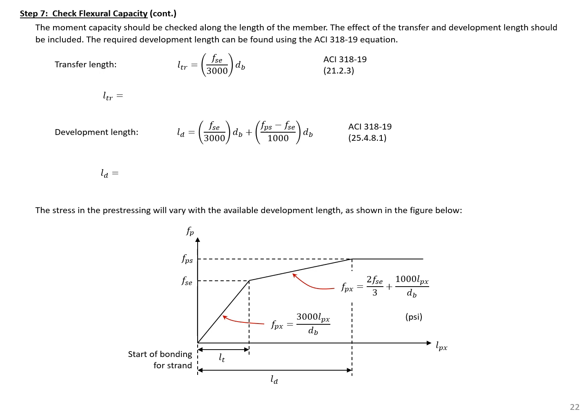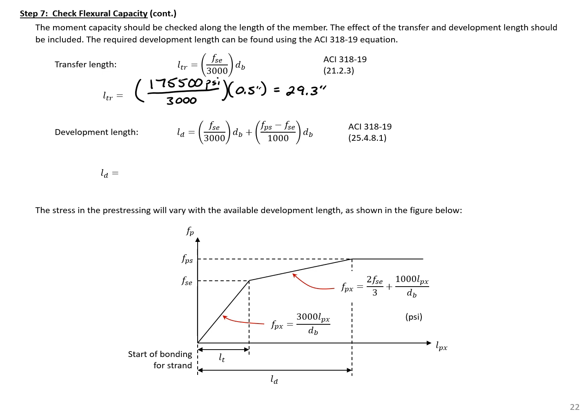And the first one we'll have is f_se over 3,000. So 175,500 psi divided by 3,000 times the diameter of our strand, 0.5 inches, will give us a transfer length of 29.3 inches.